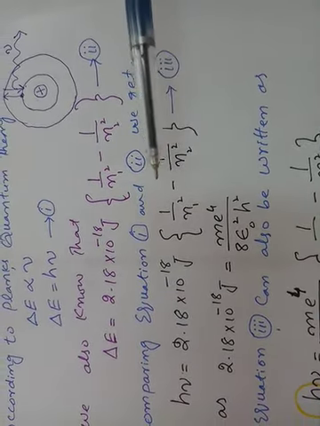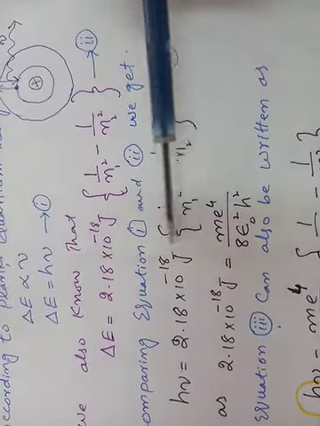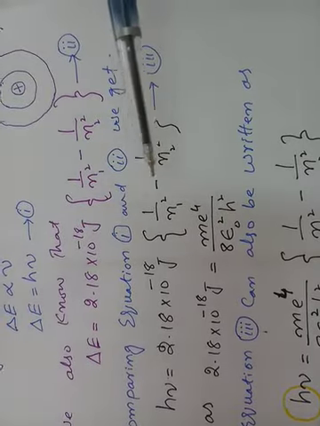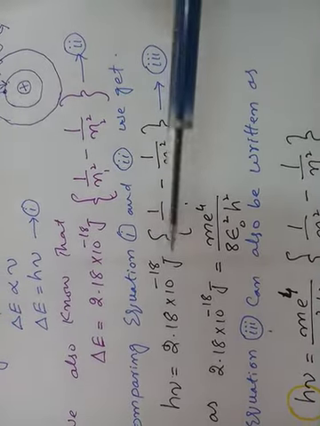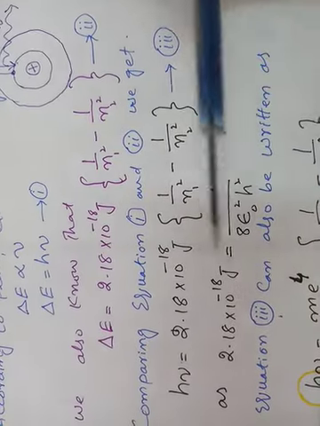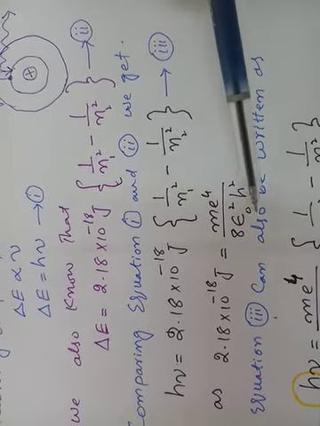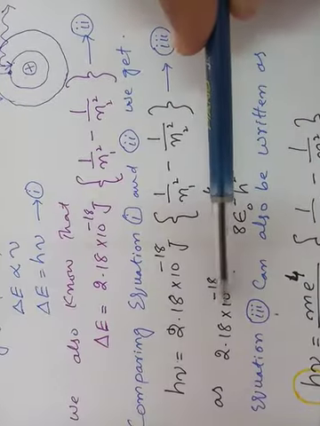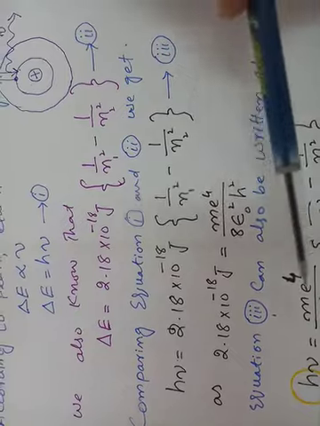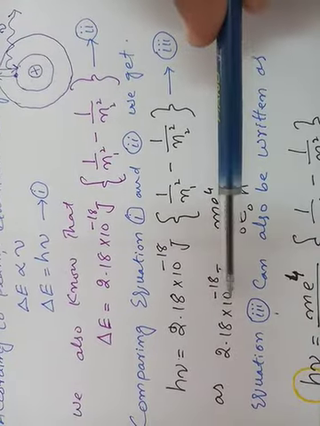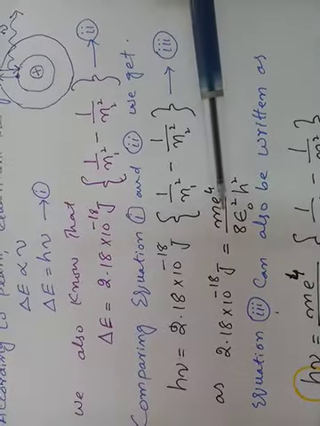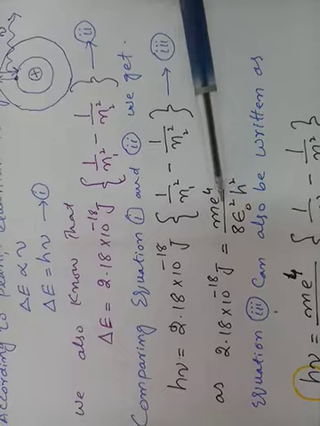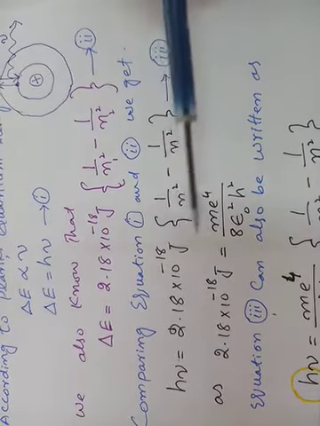Actually, this value is for the constants which we worked out in our previous topic. As this constant is equal to me^4 over 8 epsilon naught square h square, we can also write this term instead of these values. So we have written these constants here instead of this value, because this value was derived from these constants. So we can replace this value by these constants.